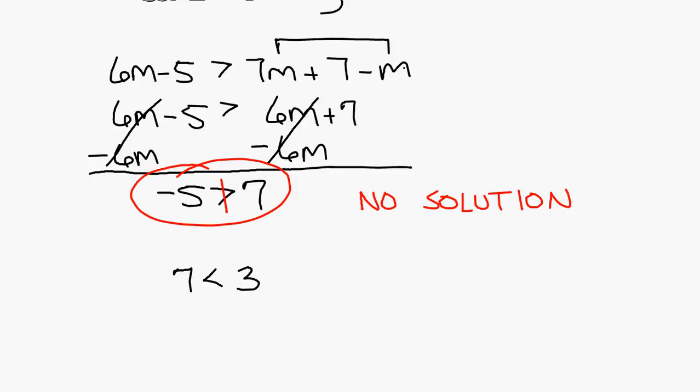If you were to get something like 7 is less than 3, 7 is not less than 3. So that's not true. This would be no solution. Okay? So either of those examples are called special cases, special solutions. So keep your eyes open for those.